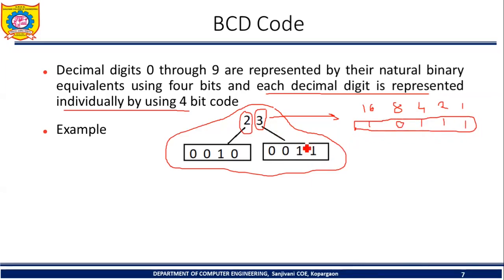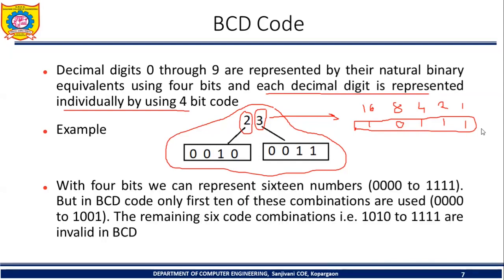Please compare the BCD equivalent and the binary equivalent of 23 with each other. See, these are different. This is the BCD equivalent and this is the binary equivalent. The BCD equivalent is 0010 0011, and the binary equivalent of 23 is 10111.